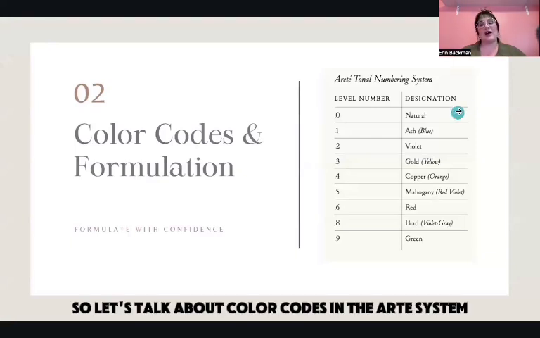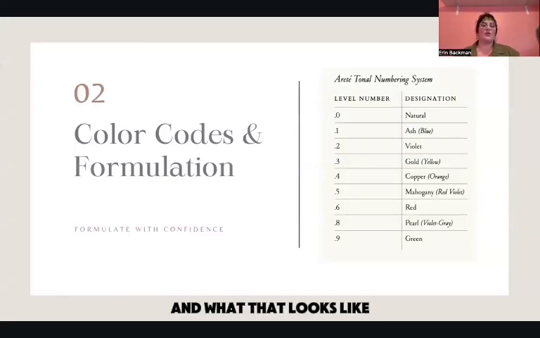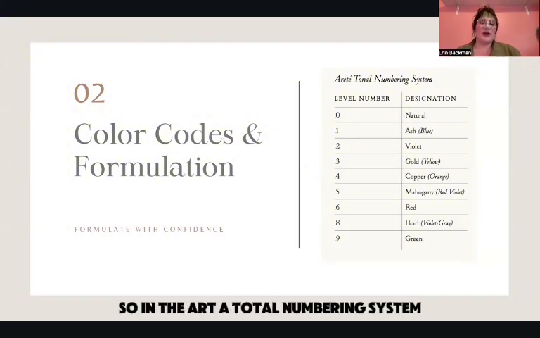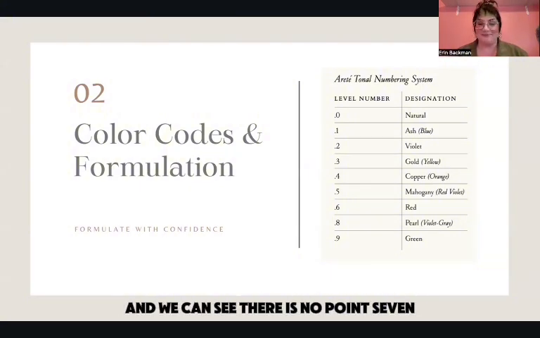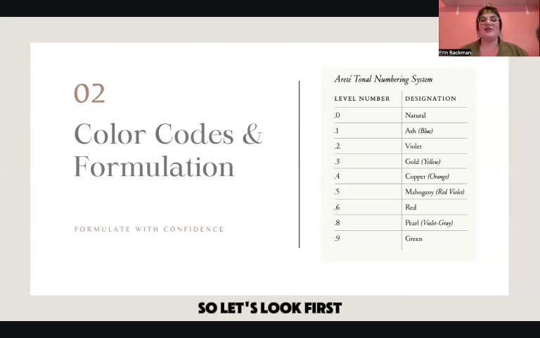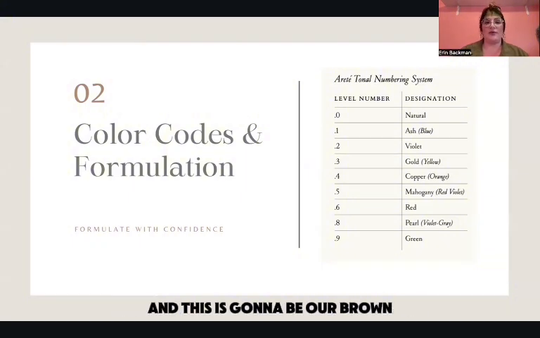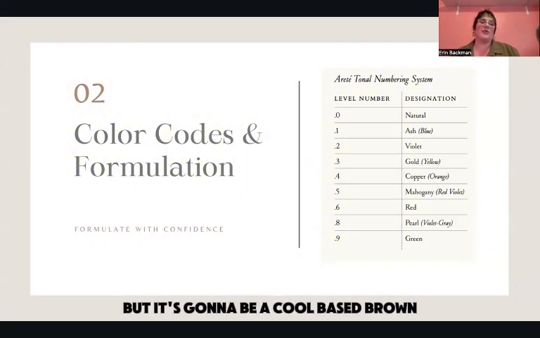So let's talk about color codes in the Arete system and what that looks like for determining our formulations. So in the Arete tonal numbering system, we have 0.0 through 0.9, and you can see there is no 0.7. Don't ask me why, it's just not there. So let's look first. Our 0.0 is going to be our natural, and this is going to be our brown, but it's going to be a cool-based brown.